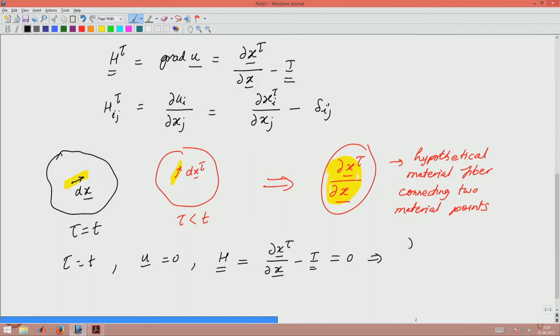This is also because del x tau by del x, which is the deformation gradient that we defined just now, is actually going to be unity, because we are using basically the present configuration, and this will also be the present configuration because tau is equal to t. So, therefore, the deformation gradients are unity always at the present time.